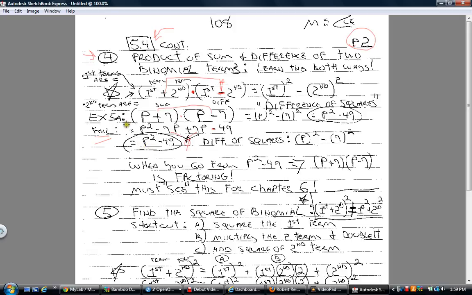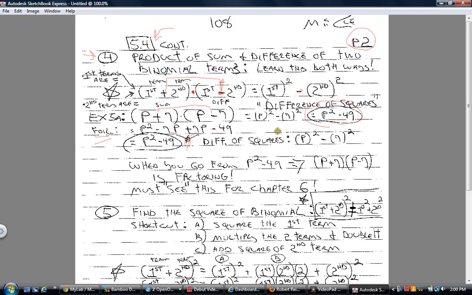Now, you can use FOIL, and you'll get by, but I really want you to start to see the difference of squares. If you see a binomial multiplied by its conjugate, the result is the first term squared minus the second term squared. So the shortcut is to realize, take the first term and square it, p squared, take the second term and square it, 49, and you're done.